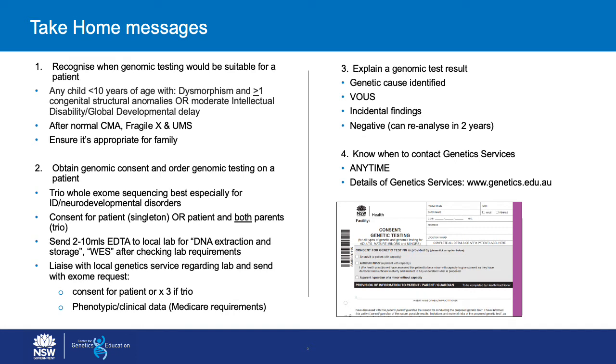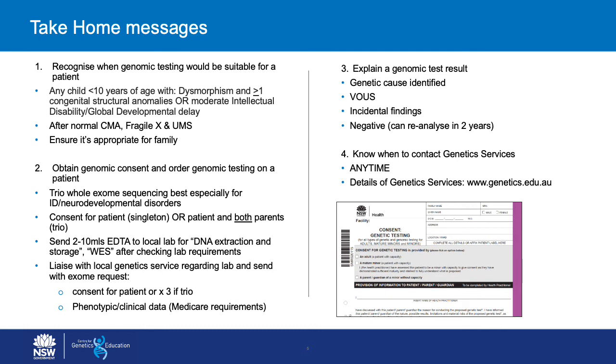Secondly, how to obtain genomic consent and order genomic testing on a patient. At the moment, trio whole exome sequencing has the best yield, especially for intellectual disability and neurodevelopmental disorders. To arrange this, you will need to obtain consent for the patient, especially if it's a singleton test, or the patient with both biological parents in trio testing.